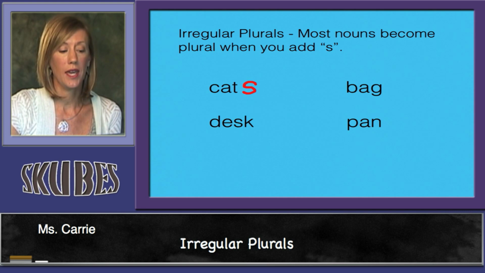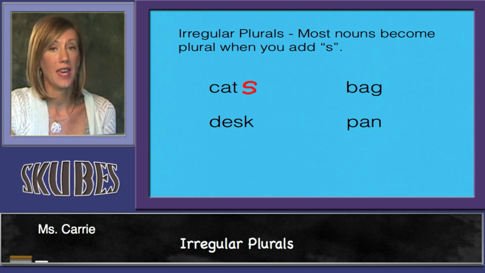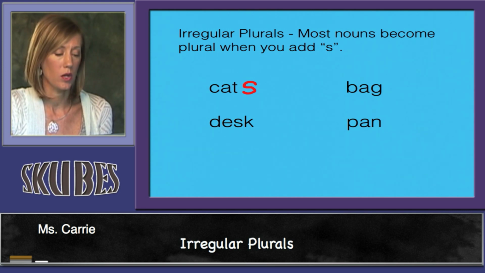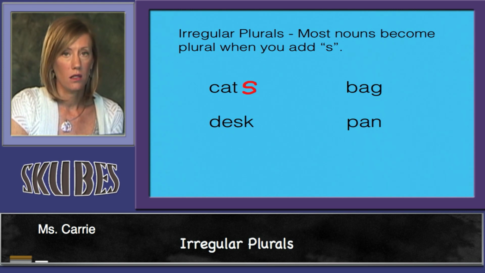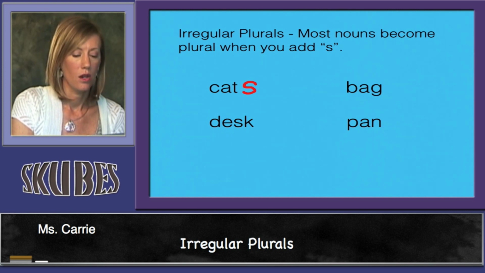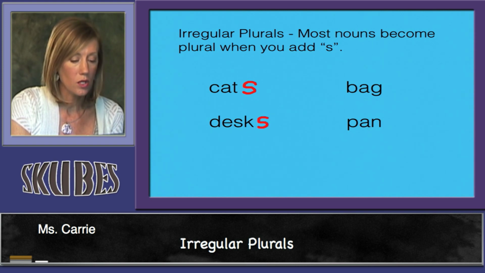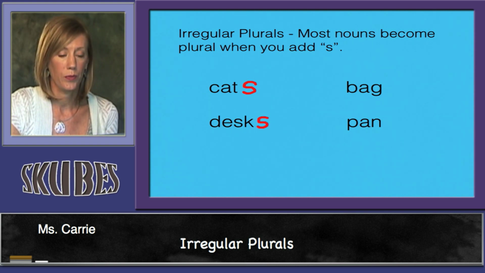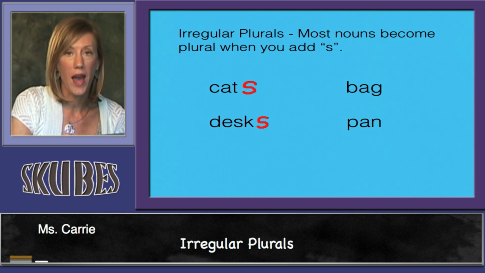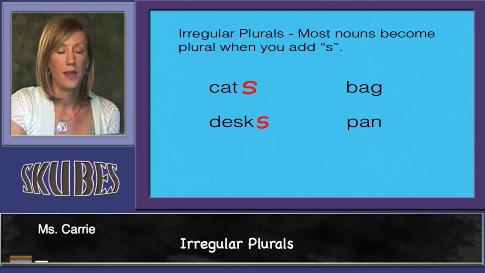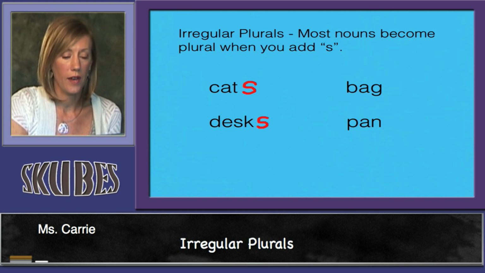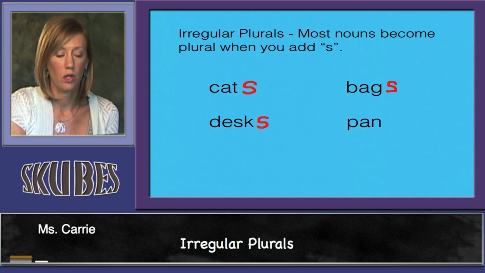You can say I have one cat, or you can say I have 5 cats. The cats would be plural. Let's look at desk. I can have one desk, or I can have 20 desks in my classroom, and all I have to do is add an S to make it plural. I can have one bag, or I can have 3 bags of popcorn. If I add an S, it becomes plural.